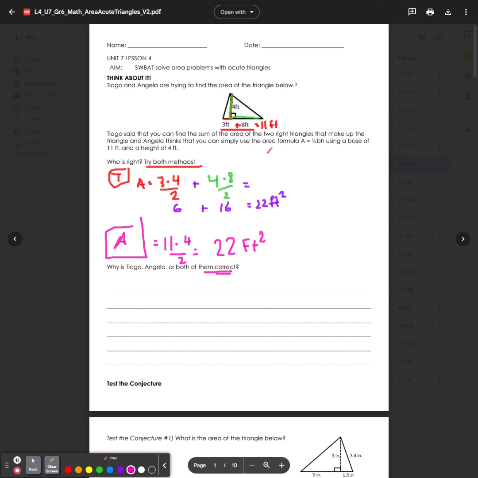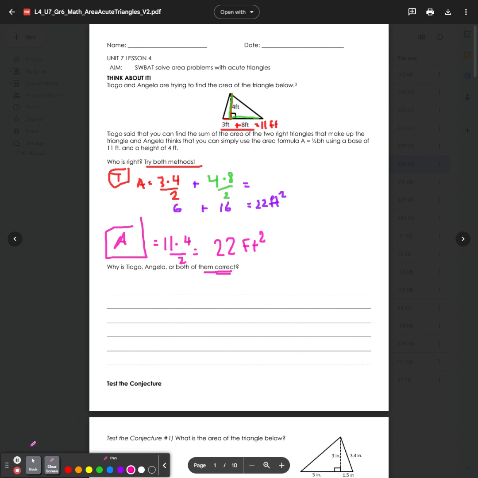Finding the area for the separate parts of this triangle and then adding it together, finding the sum of those two areas of those triangles is fine, or we can just find the area of the entire triangle. Neither one of these methods is going to allow us to be able to find the area of the acute triangle. And so what is the key point for today's lesson?